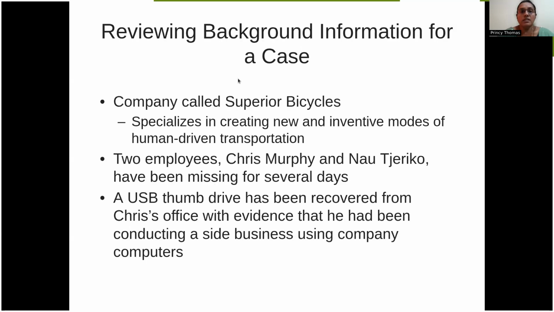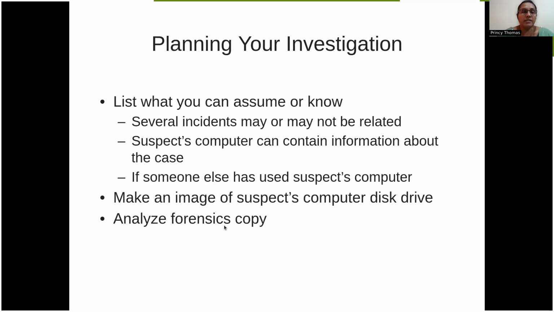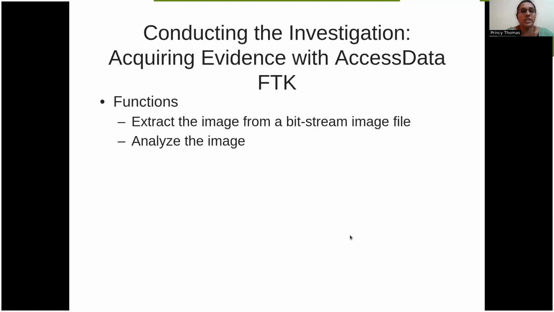When we are gathering initial information, the nature of the case, suspects' names, activities, and hardware and software specifications must first be identified. And then we plan the investigation, listing what can be assumed from our initial information collection. There may be several incidents that may or may not be related. If that is so, then information should be collected accordingly. The suspect's computer can contain information. And if someone else has used the suspect's computer, then that person can also be investigated. Make an image of the suspect's computer, and use forensic tools to do the analysis.